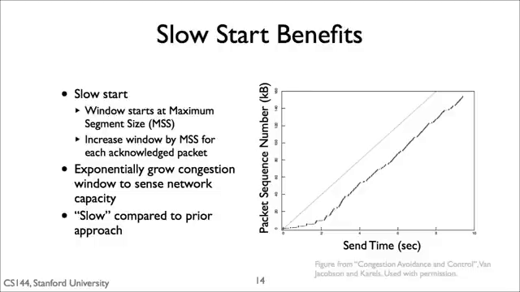The sender starts with a window of size MSS. It sends a segment. When it receives an acknowledgement, it increases the congestion window to 2 MSS and sends 2 new segments. When it receives acknowledgements for these segments, it increases the congestion window to 4 MSS, 1 for each acknowledgement, and sends 4 new segments.